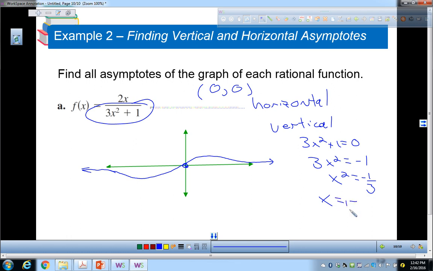Can I do this? Take x equals plus or minus the square root of negative 1/3? Can I take a square root of a negative? No. Only if you use i's, and you can't really have imaginary asymptotes. So there are none. There are no vertical asymptotes. You can't have imaginary asymptotes.